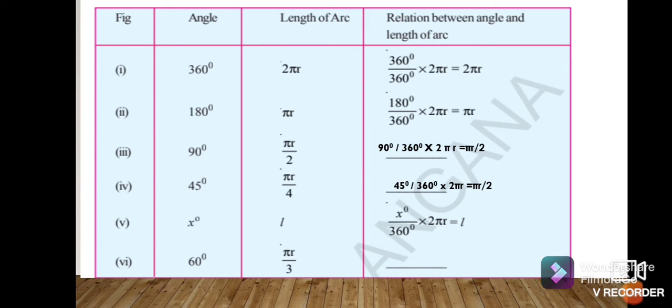And next, whenever you take some x degrees with the length of the arc L, then we will get simply x degrees by 360 into 2 pi r. That is our required formula. So the length of the arc is simply x degrees by 360 into 2 pi r. Just remember that formula. Now whenever it is 60 degrees, then automatically you can write pi r by 3. How? 60 by 360 into 2 pi r is equal to pi r by 3.